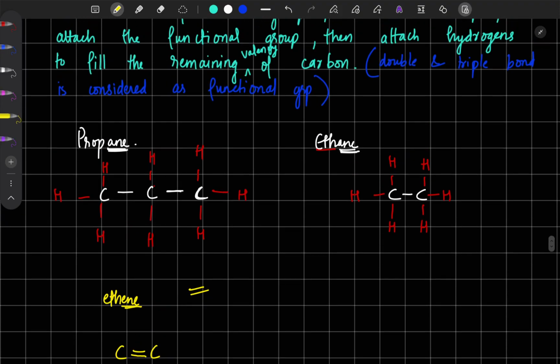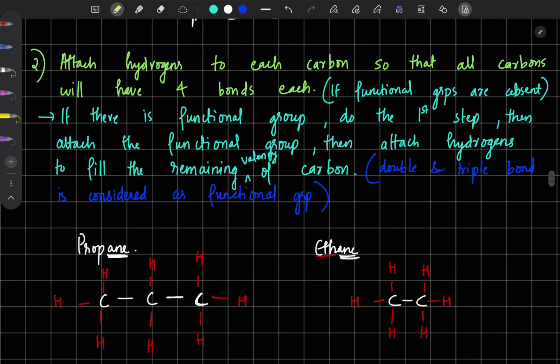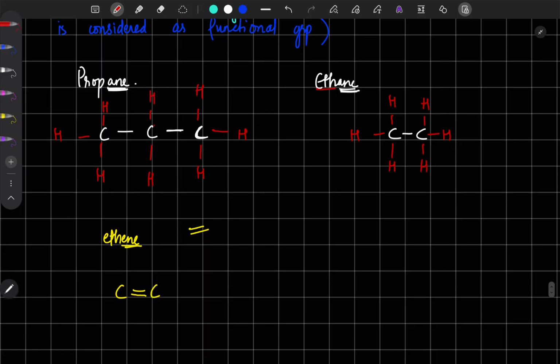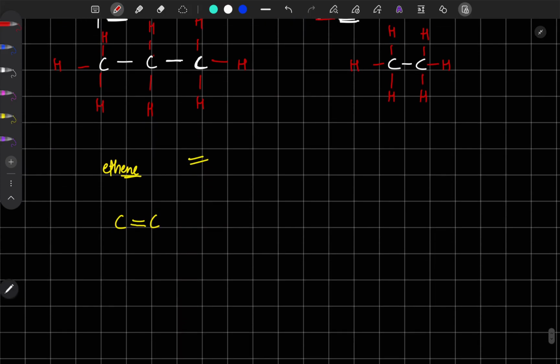Now we have done the first two steps. The only thing remaining is to attach hydrogens. This carbon is already having two bonds, so you only need to attach two hydrogens. This carbon is also having two bonds already. So this is the structure of ethene. It's easy, right? If you have any doubt in between, you can comment below. I will answer.